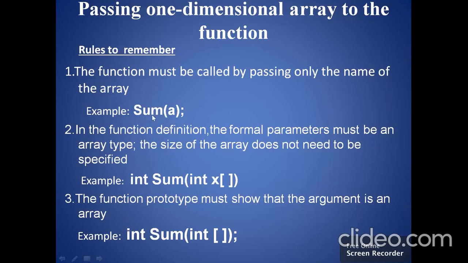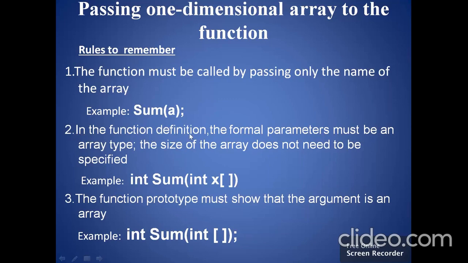Here, sum represents the function name. Then inside the bracket, we put a, and a is the array name. When we put the array name a here, what we are actually passing to the called function is the base address of the array a. Then we move to rule number 2.